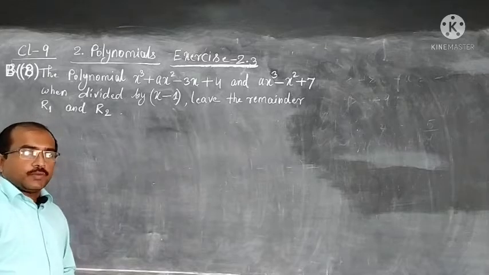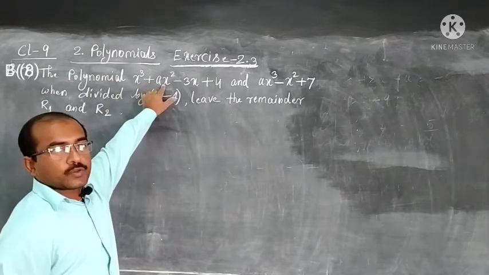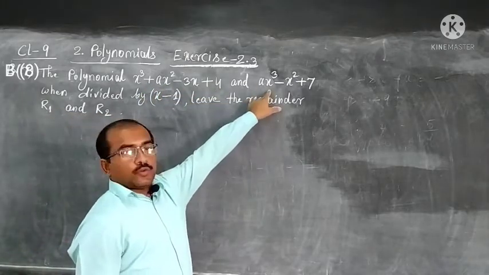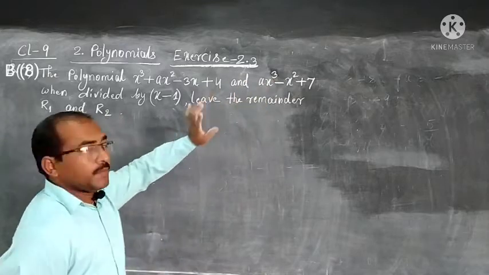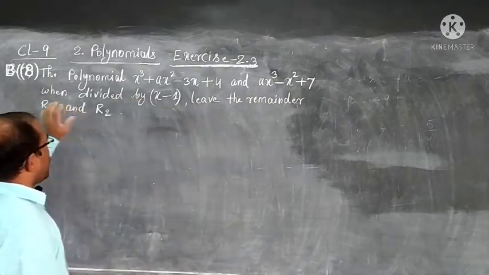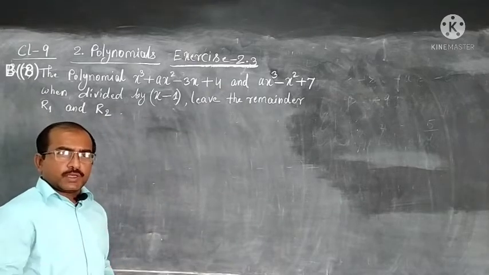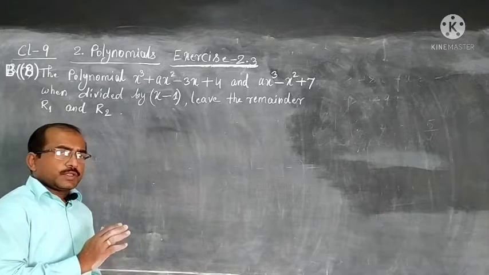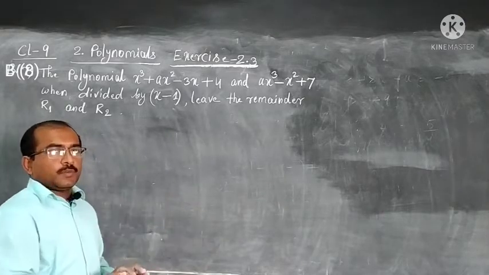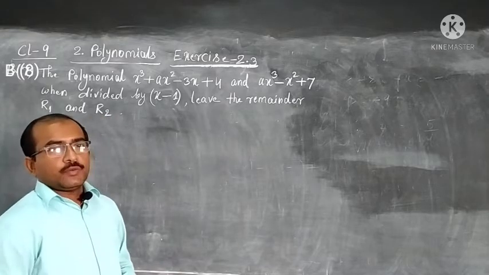In question number 8, we have the polynomials ax cube plus ax square minus 3x plus 4 and ax cube minus x square plus 7, which when divided by x minus 1 leave remainders r1 and r2. The question is very similar to the last question. In the last question the remainders were the same, so we made them equal, but here r1 and r2 are surely different. So, what shall we do?